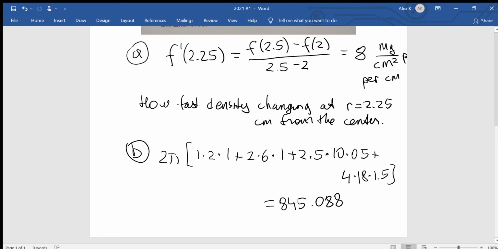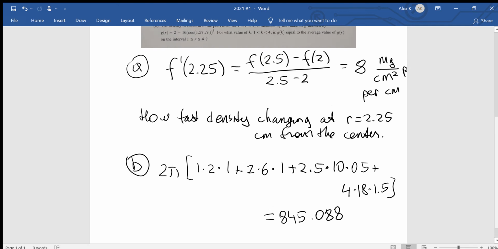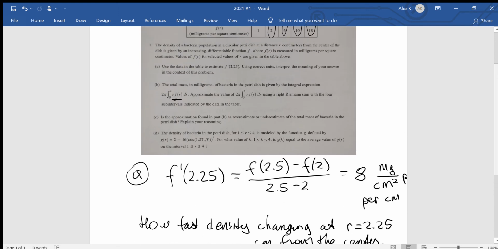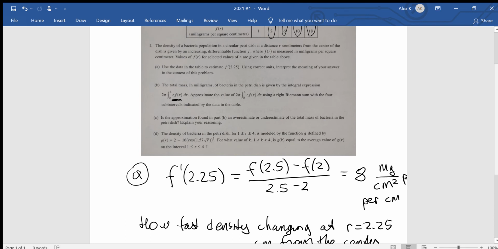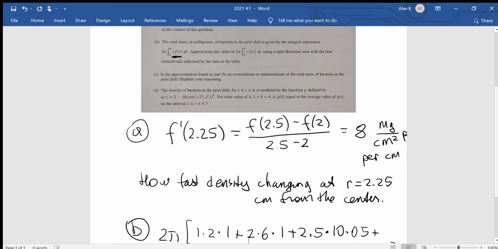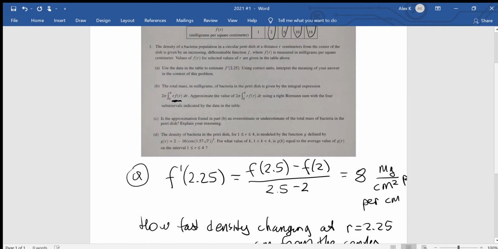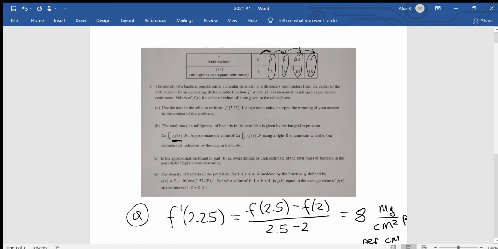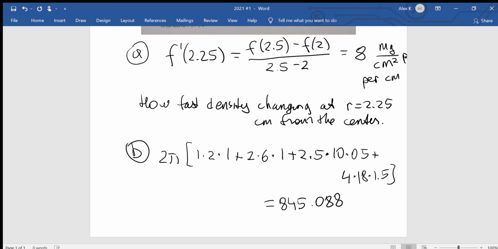So we're going to take a look at the next question. The next question is a pretty traditional question for AP questions. It is asking you if this expression here is an over approximation or an under approximation of the actual mass. So what do we have here? Let's read this very carefully. We have an increasing function. So if it's an increasing function and we're using the right Riemann sum, that means this is going to be an over approximation.